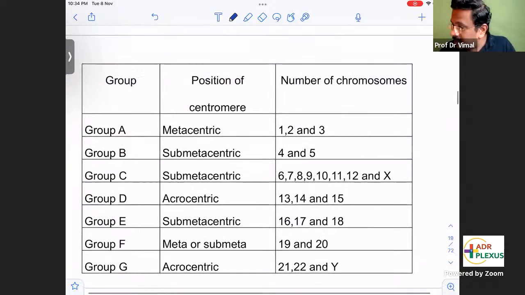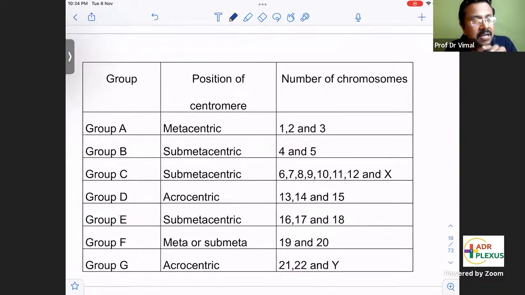And in previous years, they were asking about the types of chromosomes based upon the position of the centromere. They are divided into metacentric, submetacentric, and acrocentric. The telocentric chromosomes are not seen in humans. Just go through the list of chromosomes which are metacentric and which are submetacentric. 1, 2, 3 are metacentric, 4, 5 are submetacentric.